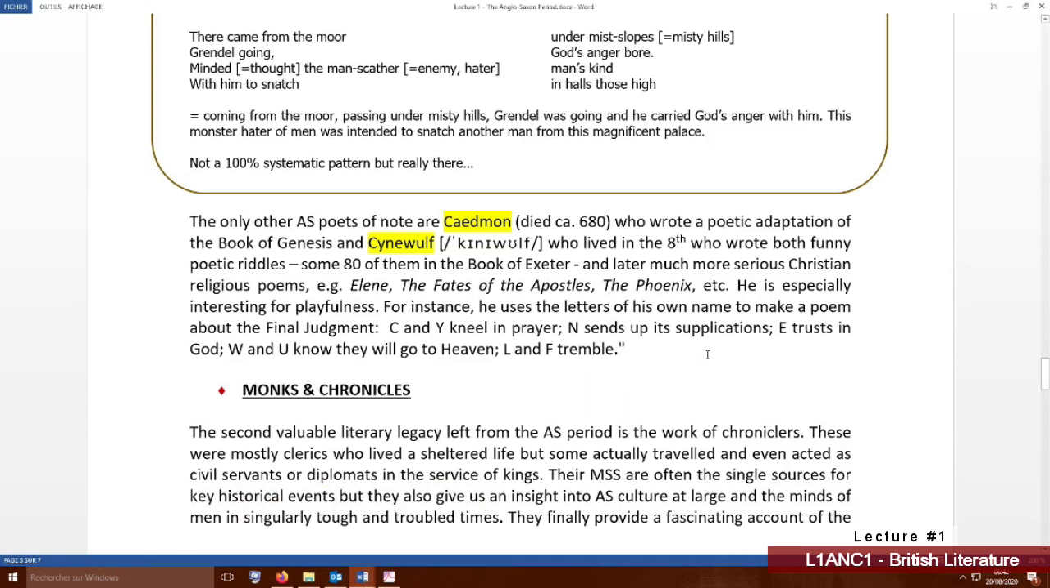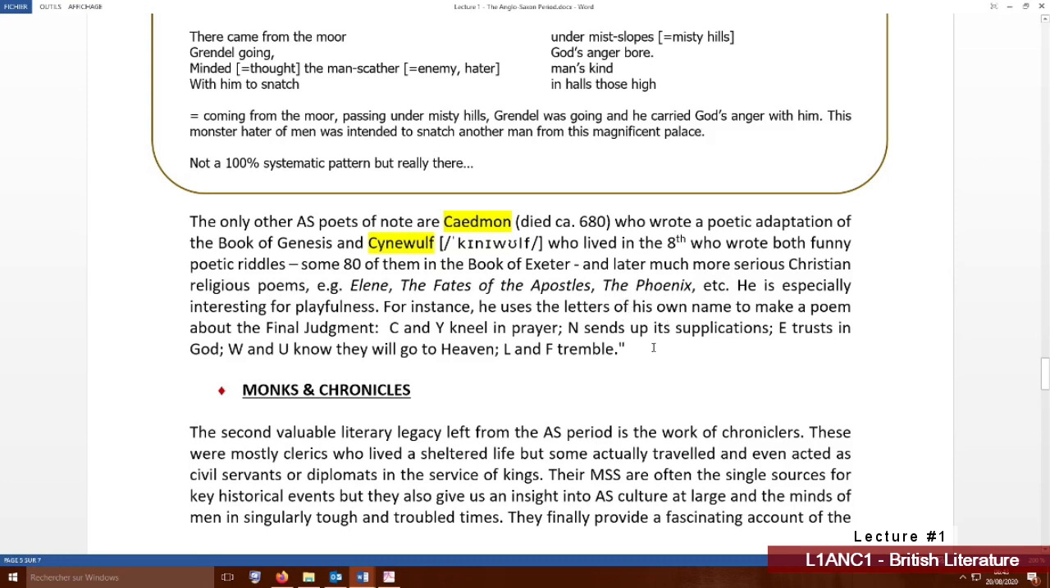But first, just to mention a few other poets, minor poets. We have Caedmon, who died around 680. He wrote a poetic adaptation of the Book of Genesis. And we have Cynewulf, who lived later in the 8th century. He wrote funny little poetic riddles. We have some 80 of them in the Exeter Book, and much more serious Christian religious poems, Fates of the Apostles, the Phoenix, etc.